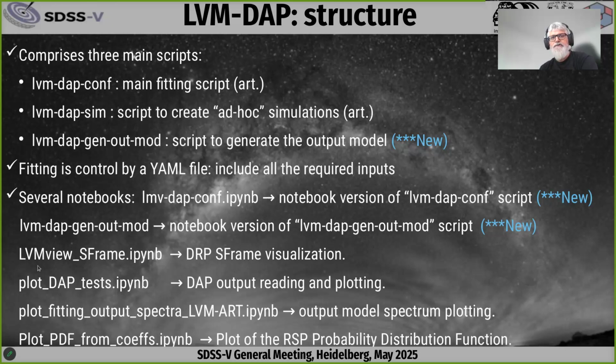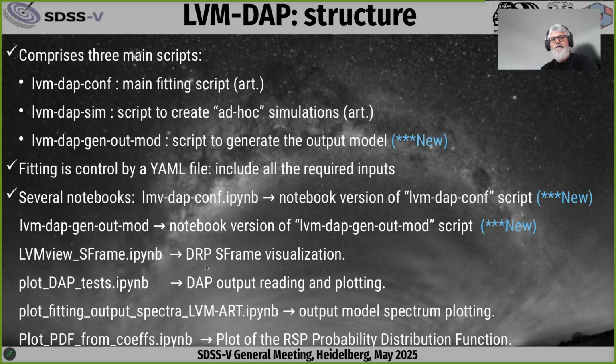Remember that the local volume mapper data are sampling the object in a quasi-continuous way, but on a non-regular grid. So fibers are distributed in a hexagonal pattern, and there is, of course, a fiber bundle. Even though we have a hexagonal lens array in front of the IFU, you have holes between one fiber and another. You don't sample 100% of the field of view.